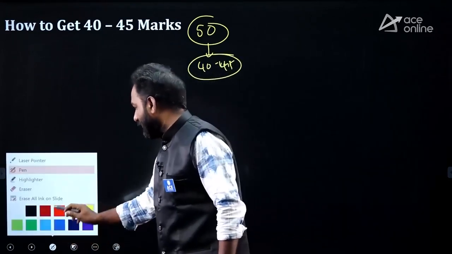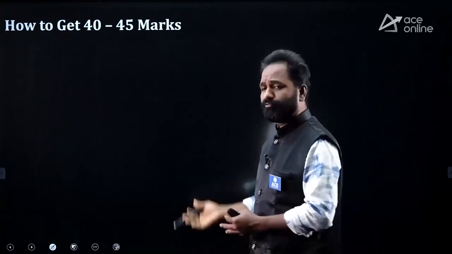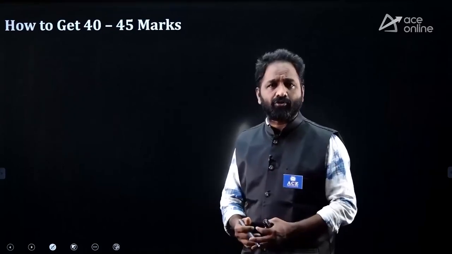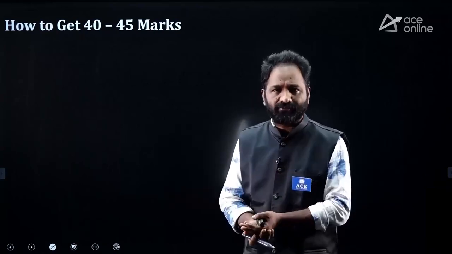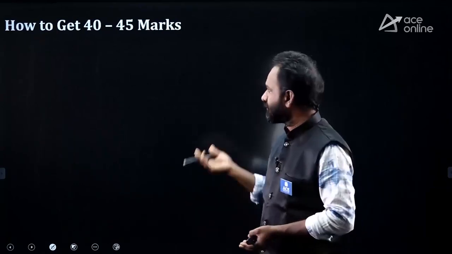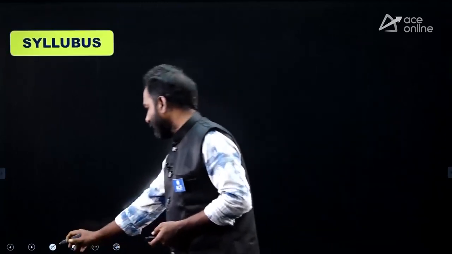So if you want to get the maximum marks, is it possible? The first question is, is it possible? Why not? Everything is possible, right? Here, 40 to 45, definitely you are going to get the marks. 40 at least. I am not discouraging you, but sometimes the session is very difficult for you. So based on that, there is a chance of getting 40, but you can get 45 marks. Okay. How to get the 45 marks?